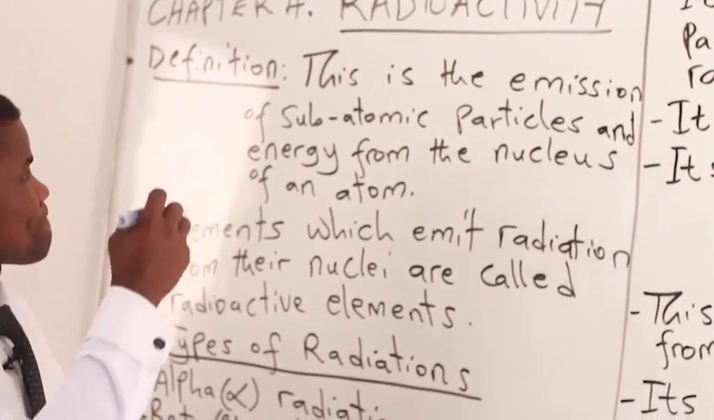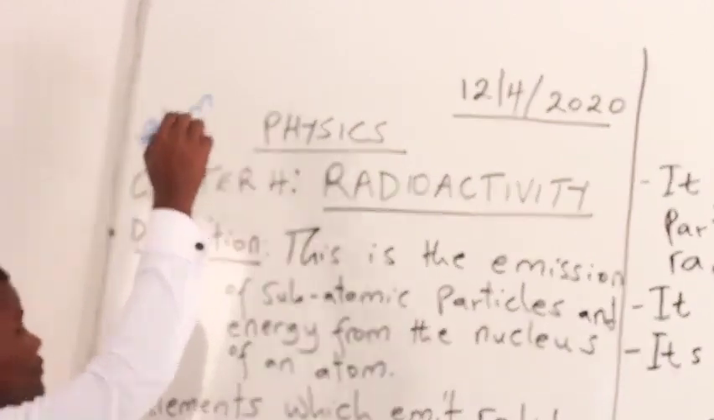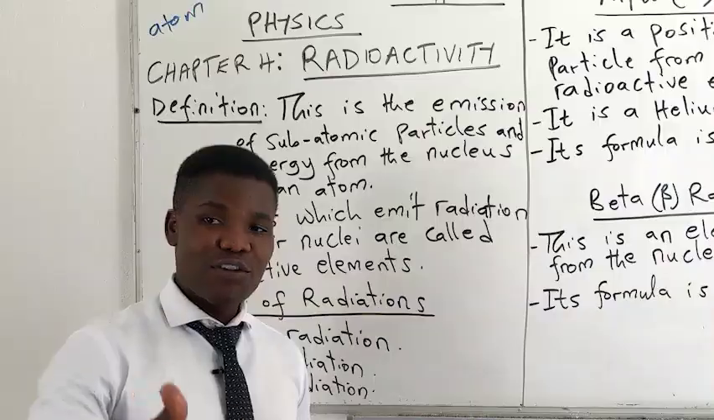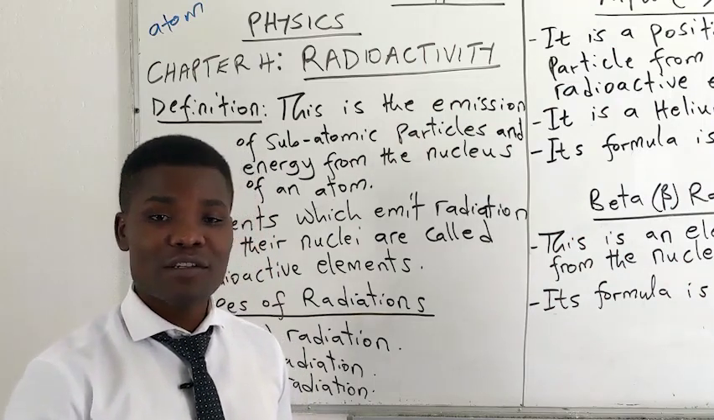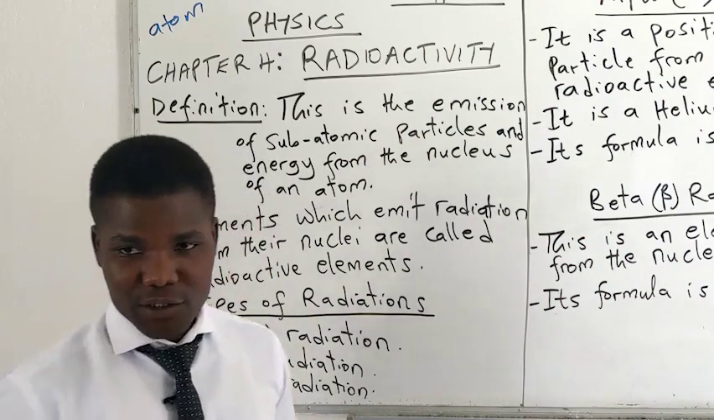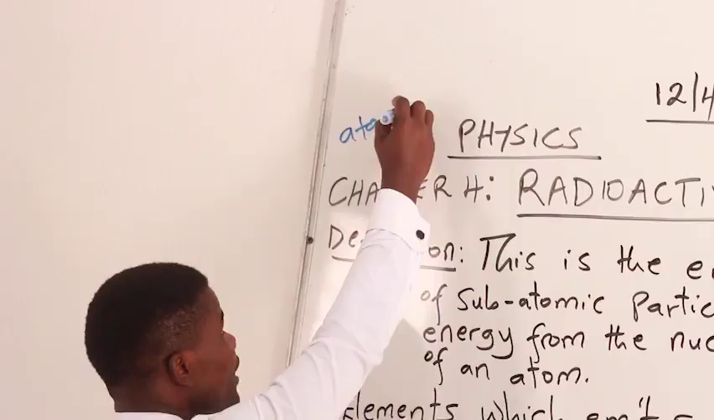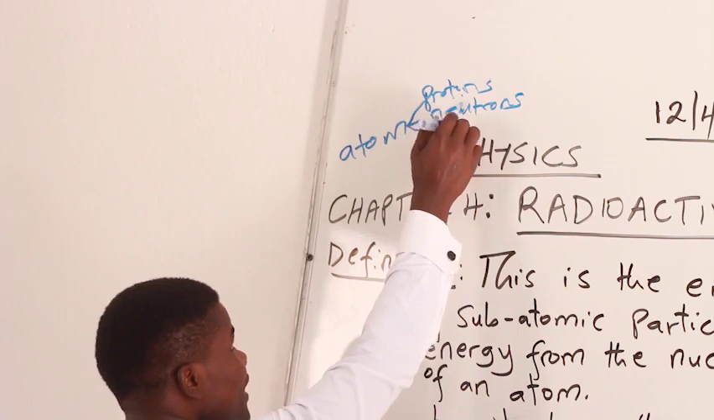Atom. We know that the atom is the basic unit of matter. And an atom has subatomic particles constituting it or making it. Those subatomic particles are the protons, the neutrons, and the electrons.